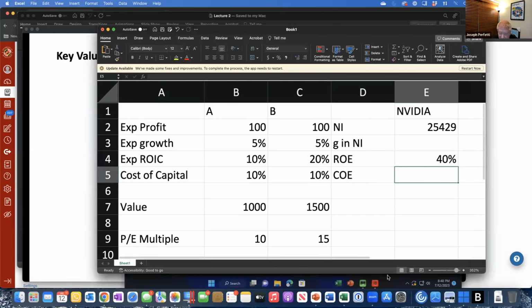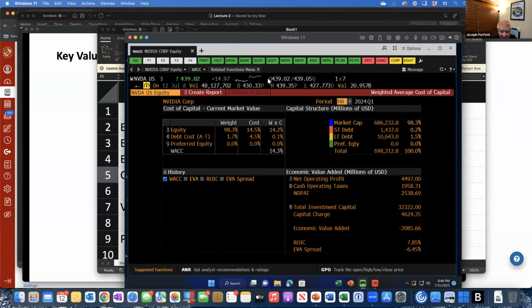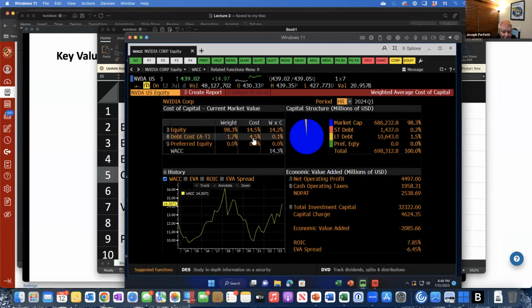What is their cost of equity? Well, if I do their WACC today, their cost of debt is 4.5%. Their cost of equity is 14.5%. They're almost all equity, so their WACC is 14.3. They're 98% equity, 2% debt. So that's today. So 14.5% cost of equity using CAPM.